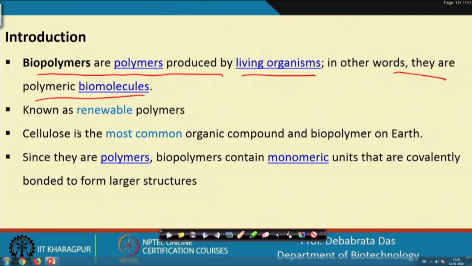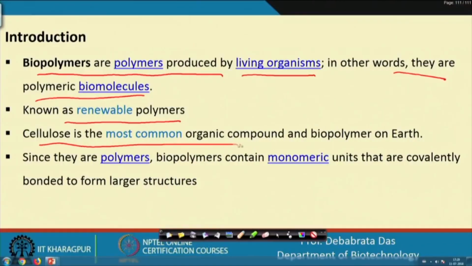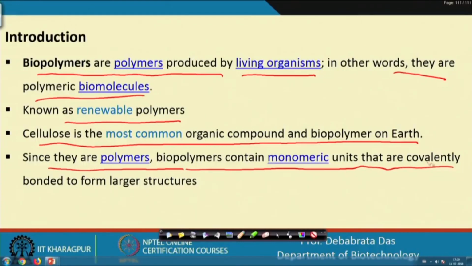Then we have lignin, we have protein, all are polymeric compounds, known as renewable polymers. Renewable polymer means they can be produced again and again. The term renew means it can be produced again and again. Cellulose is the most common organic compound and biopolymer on earth. And since they are polymers, biopolymers contain monomeric units that are covalently bonded to form large molecules.